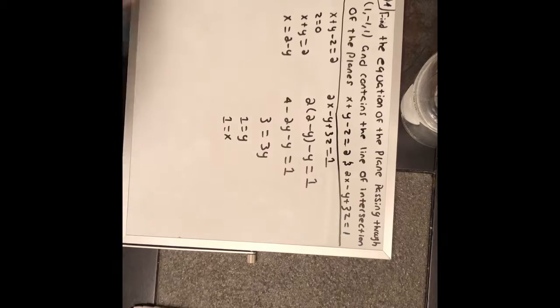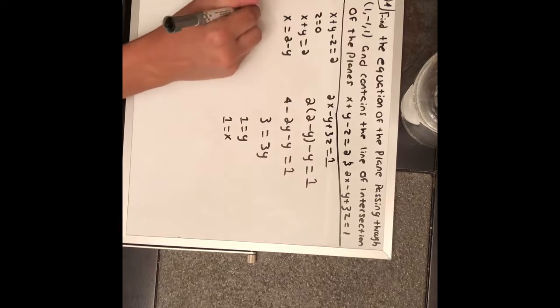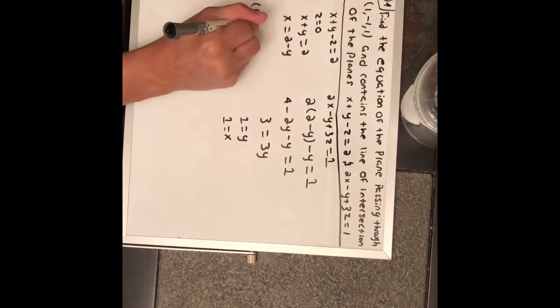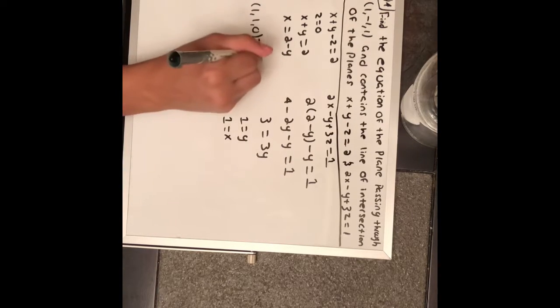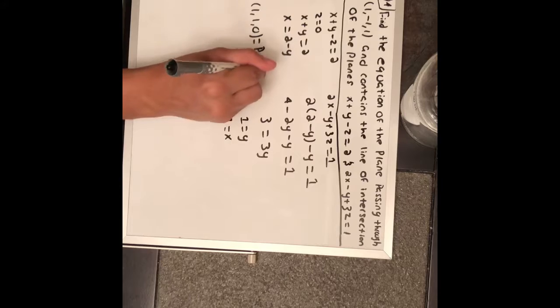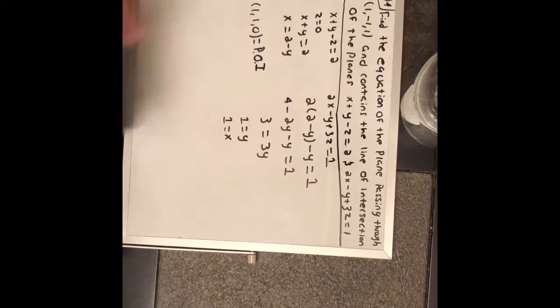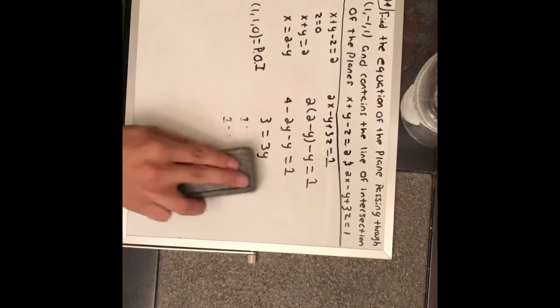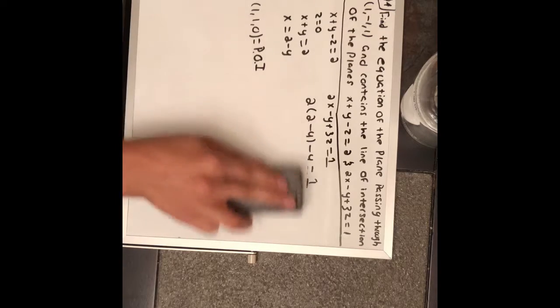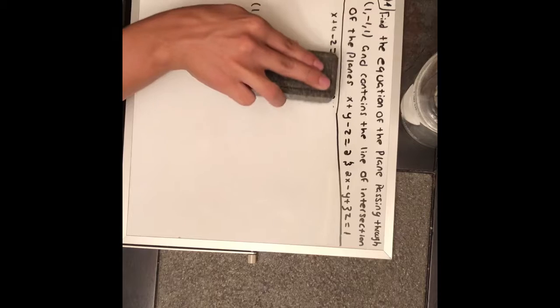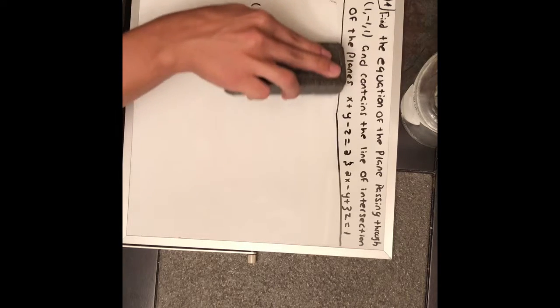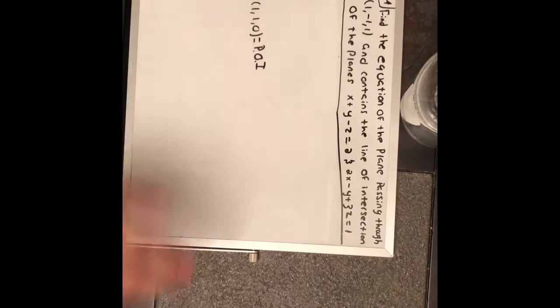So let's write it out before we erase it: (1, 1, 0) is the point of intersection. Keep that in mind. I'm going to make some room here so we can continue the problem and have room to actually solve it.